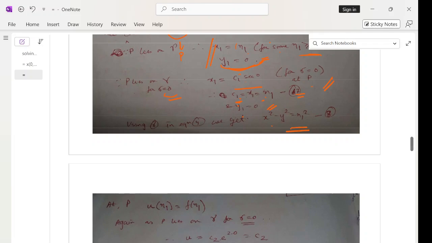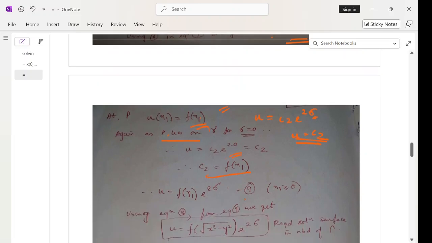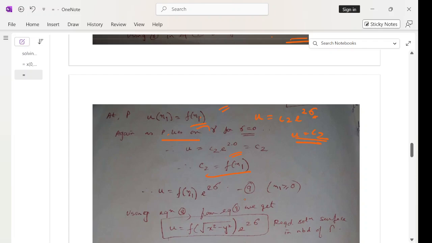Okay. Now at the point P, using the initial data information, u of eta 1 equals f of eta 1. But again, as P lies on Gamma, and u is what? u is equal to C2 e to the power 2 sigma. So you put sigma equals to 0 here. So u is equal to C2. But this one equals to, that's what I have calculated here, f of eta 1. So C2 is equal to f of eta 1. So C2 becomes determined. So u can be written by just replacing C2 by f of eta 1. That means f of eta 1 into e to the power 2 sigma. That's what we have written here.